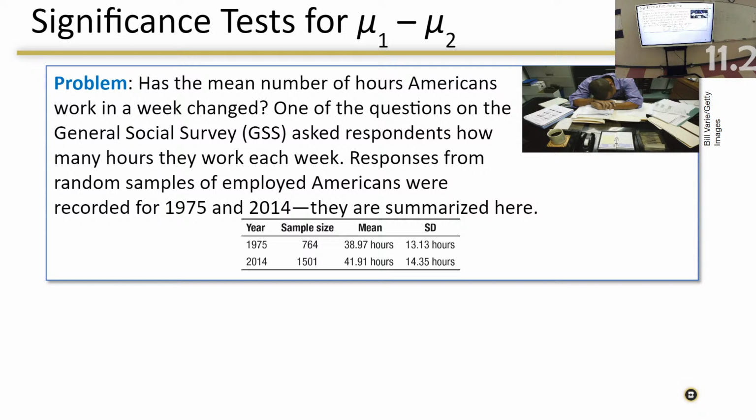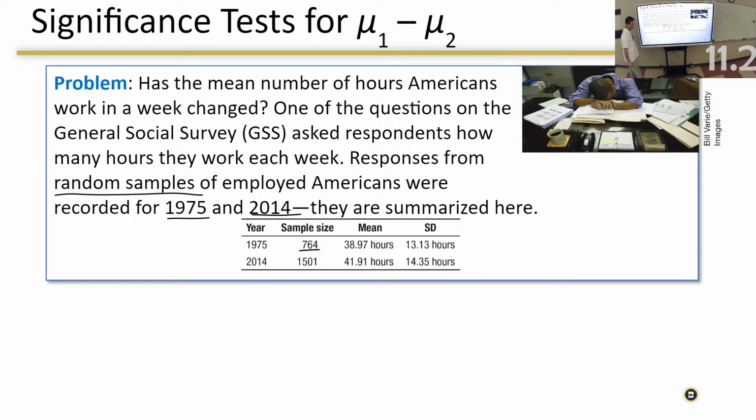Has the mean number of hours Americans work each week changed? One of the questions on the General Social Survey asked respondents how many hours they work each week. Responses from random samples of employed Americans were recorded for 1975 and 2014. So we have two independent random samples, one from 1975 and one from 2014. There's no way those are the same individuals. Here they are summarized.